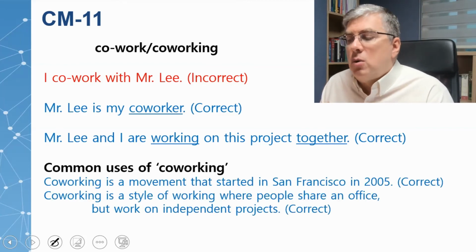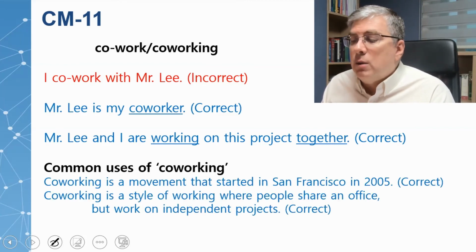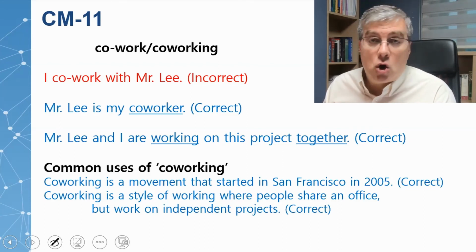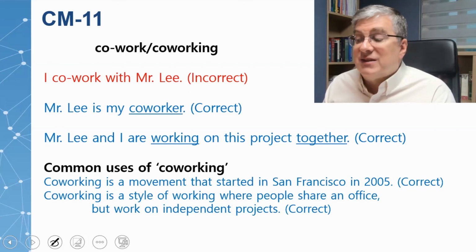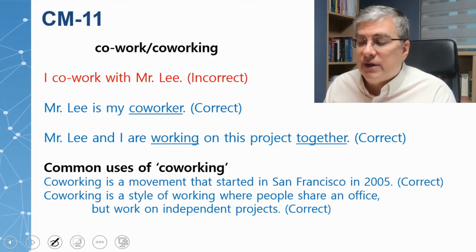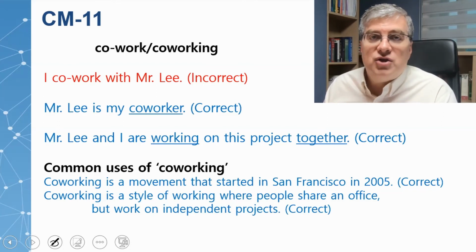So, common uses of co-working. Where did co-working come from? Well, it was a movement that started in San Francisco in 2005. And you can say that co-working is a movement. It's a trend. It's a style of working where people share an office but work on independent projects, right?